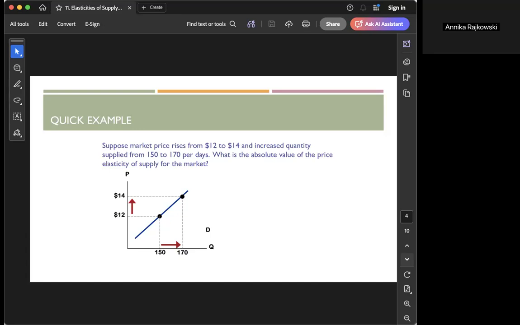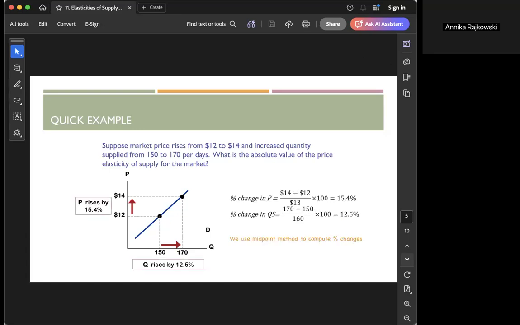So let's try to actually calculate, right? The first thing we need to do is calculate the percent change in price. Price increases from 12 to 14, the change is 2, and the midpoint is going to be 13, right? Once we put all the values over there, we get 2 divided by 13 multiplied by 100, which is equal to 15.4 approximately. We do the same thing with the change in quantity supplied as well.